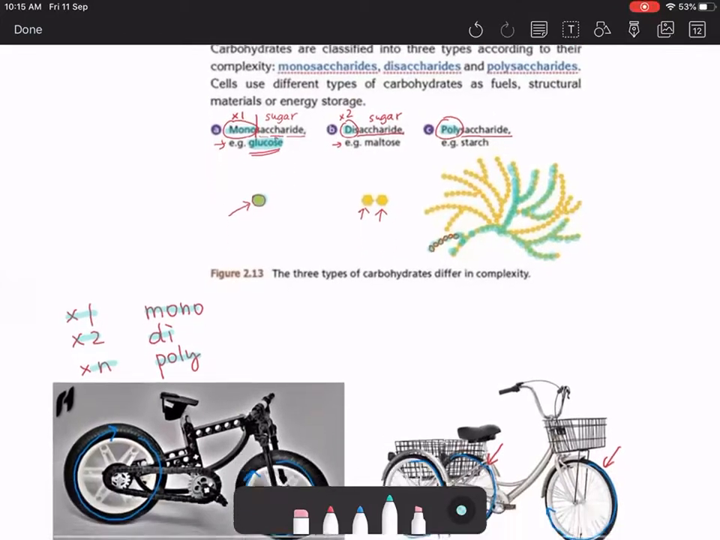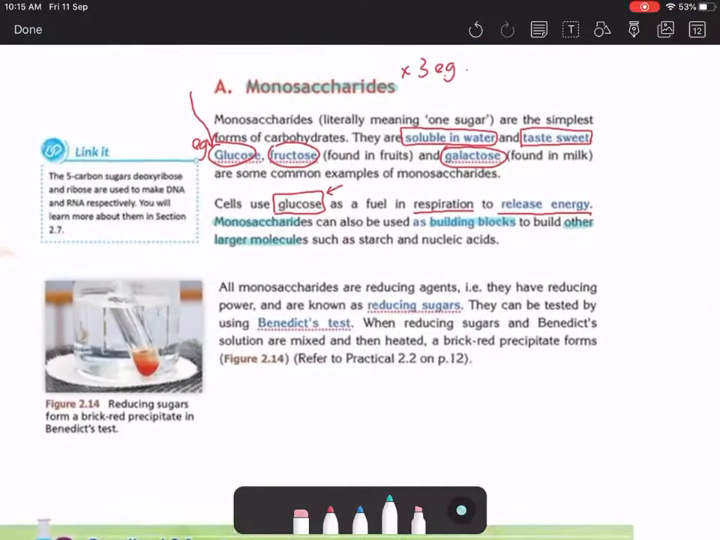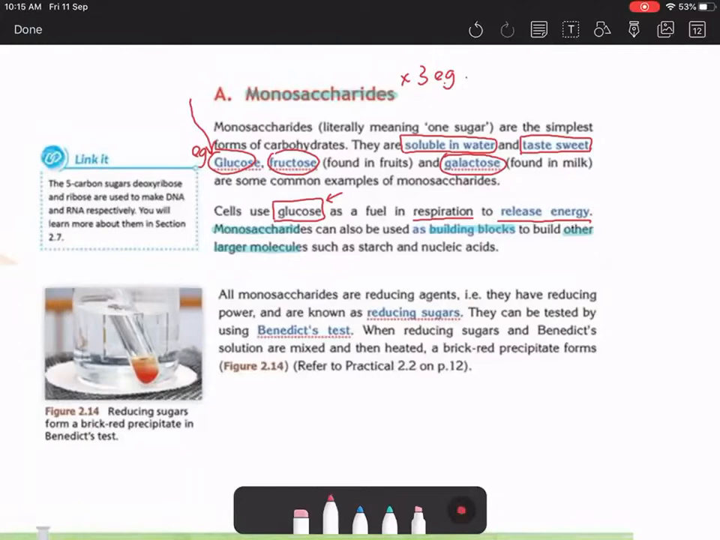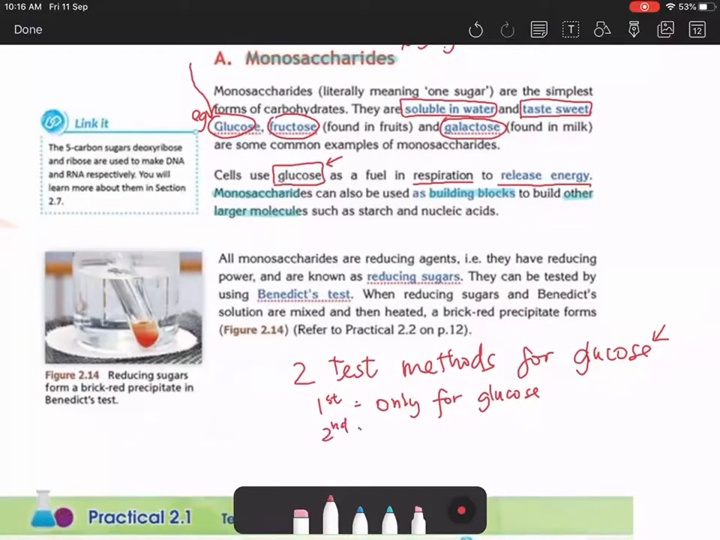Okay. And then since it is very important, you have to know how to test for it. The test method. Okay, now I'm going to introduce you to test methods for glucose. You may think, wow, glucose, although so important, how come you get 2 methods? Now, actually, among these 2 methods, the first method is only for glucose. And the second method is for a type of sugar.